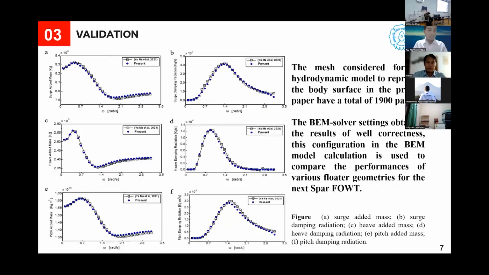The mesh considered for the hydrodynamic model to represent the body surface in the present model has a total of 1,900 panels. The boundary element method solver setting obtains a result of good correctness. You can see the comparison of the present result and the BEM model. The model calculation is used to compare the performance of various floater geometries for the spar floating offshore wind turbine.